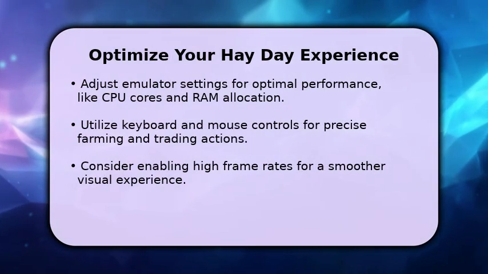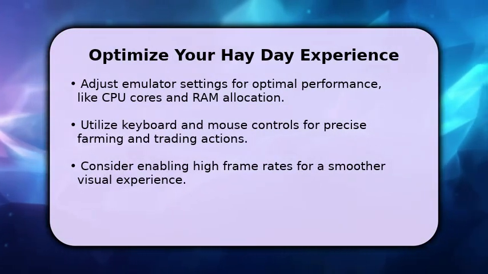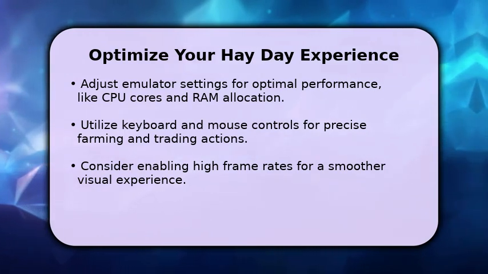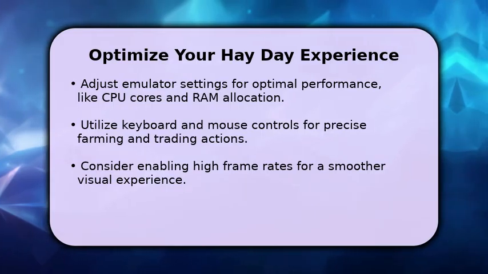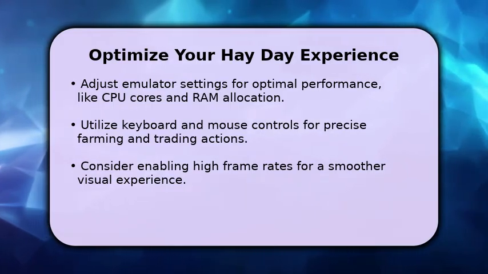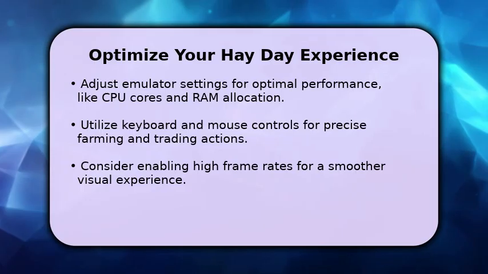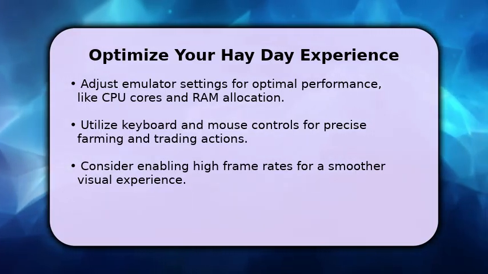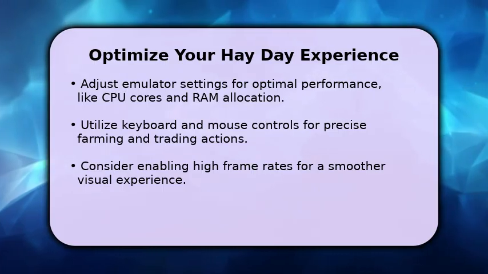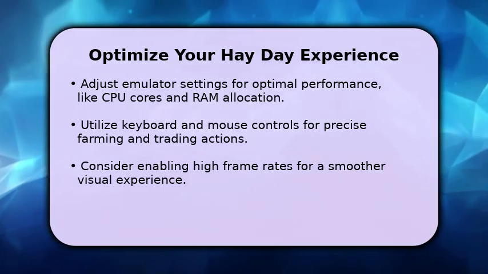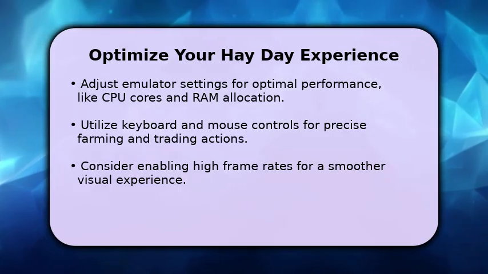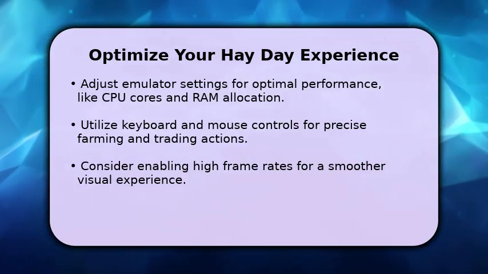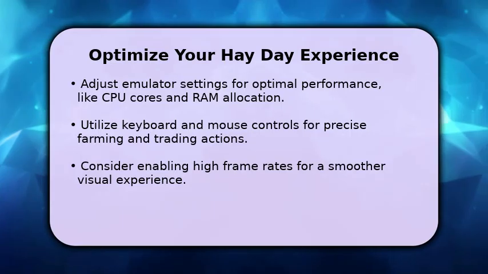To enhance your Hayday experience, take a moment to optimize your emulator settings. You can often adjust resource allocation, such as CPU cores and RAM, to ensure smooth performance. Leveraging your MacBook's keyboard and mouse will provide much more precise control for farming, trading, and managing your farm. Additionally, enabling a higher frame rate within the emulator settings can offer a visually smoother and more enjoyable gameplay experience.